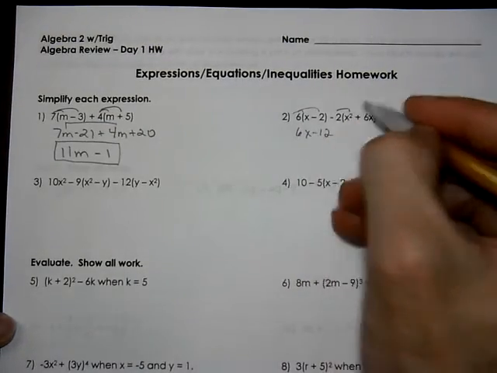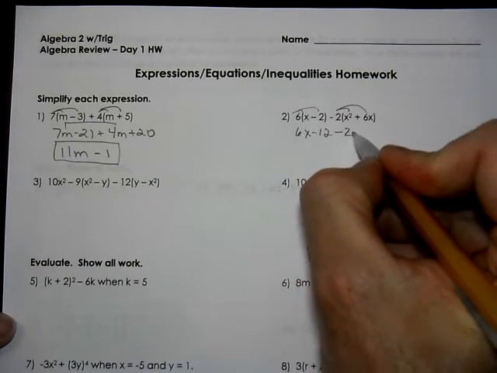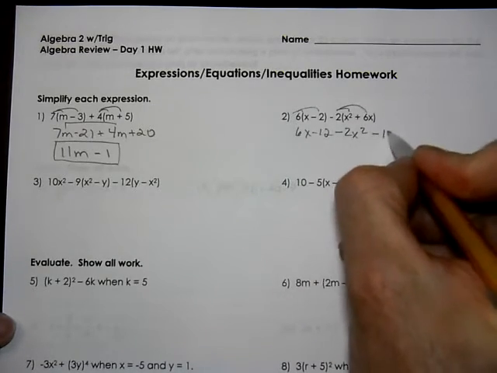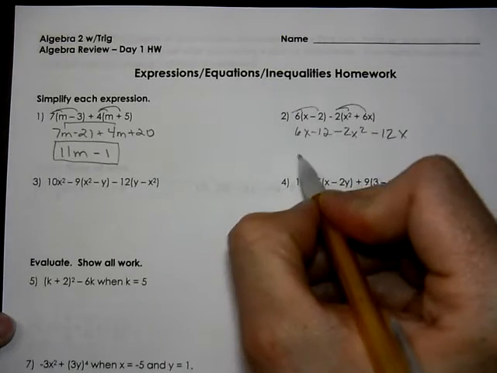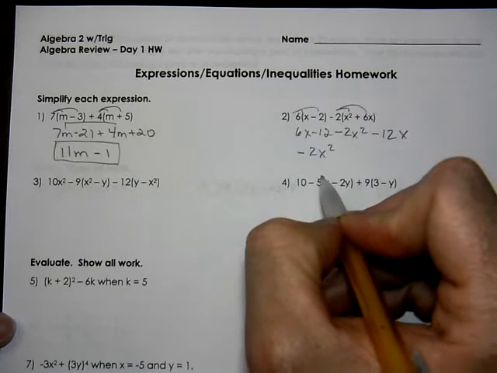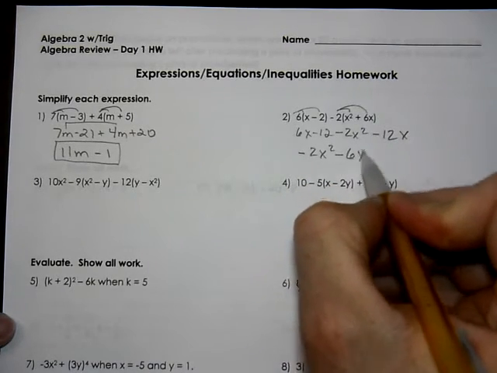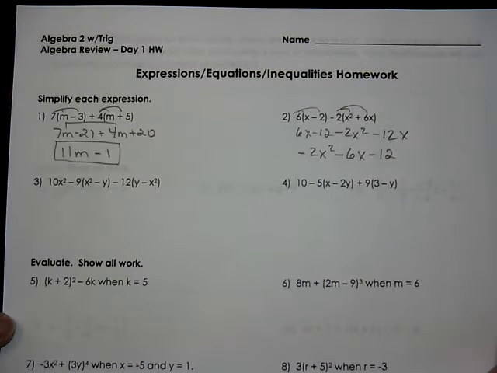Now here when you distribute, you have to watch that that's a negative 2. So you're going to have a negative 2x squared and you're going to have a negative 12x. We often like to write our squareds in front. Positive 6 and negative 12 gives you a negative 6 and a negative 12.